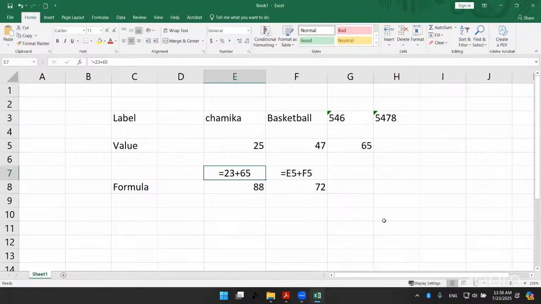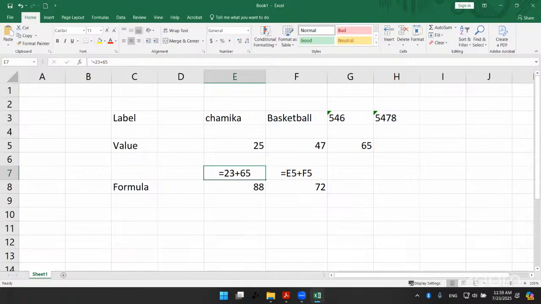Is it okay about label, value, and formula? Okay, right. Just write this one also. Write like this. There are three different kinds of data in Excel.